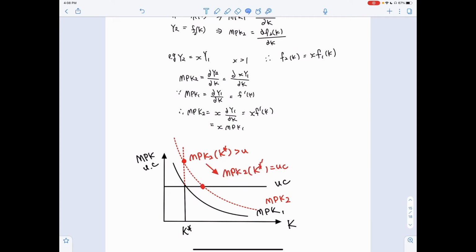Therefore, we need to increase the desired level of the capital stock so that we are able to find another point where the new marginal product of capital equals the user cost. And this point will be higher than the old point. Therefore, we need to increase the investments.